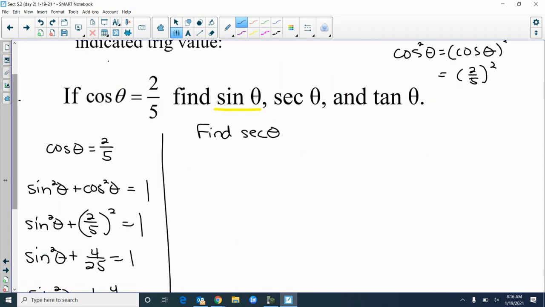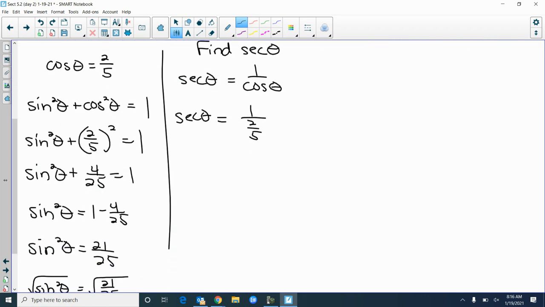So secant of theta equals 1 over cosine. That means it's going to be 1 over 2/5. And what does that reduce to? That reduces to 5/2. So secant of theta equals 5 over 2.